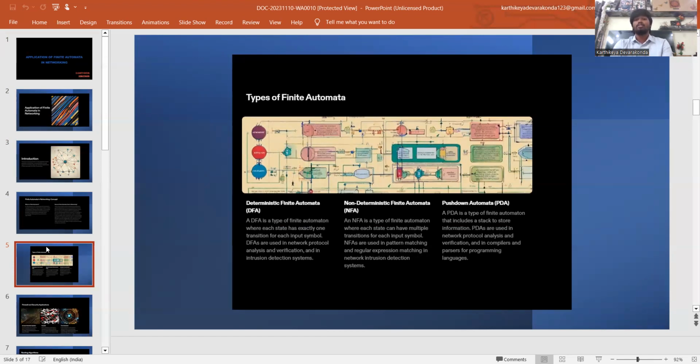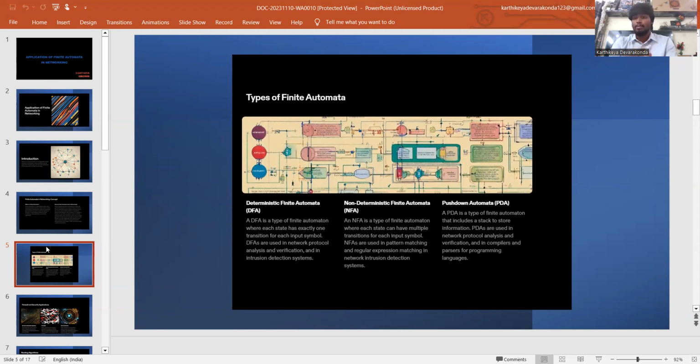Now, we will discuss about the NFA. NFA means non-deterministic finite automata. An NFA is a type of finite automata where each state can have multiple transitions for each input symbol. NFAs are used in pattern matching and regular expression matching in network intrusion detection systems.